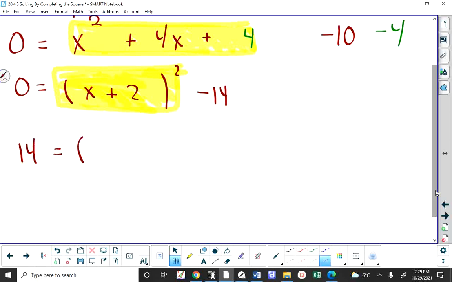And now I have 14 equals x plus 2 quantity squared. So how do I get rid of the squared? I take the square root of both sides. Now, I've done something wrong, this time intentionally. What is it that I intentionally didn't do here that I need to do to get the answer properly?